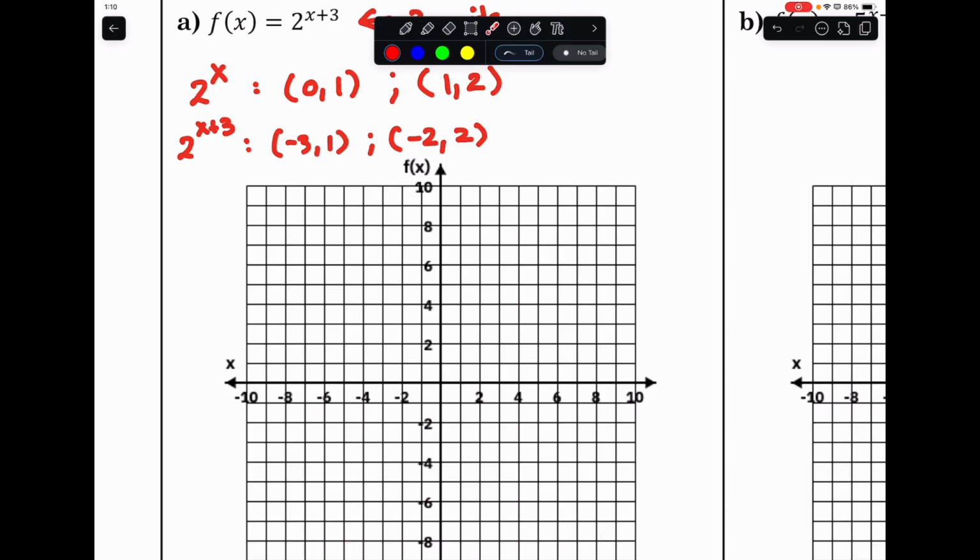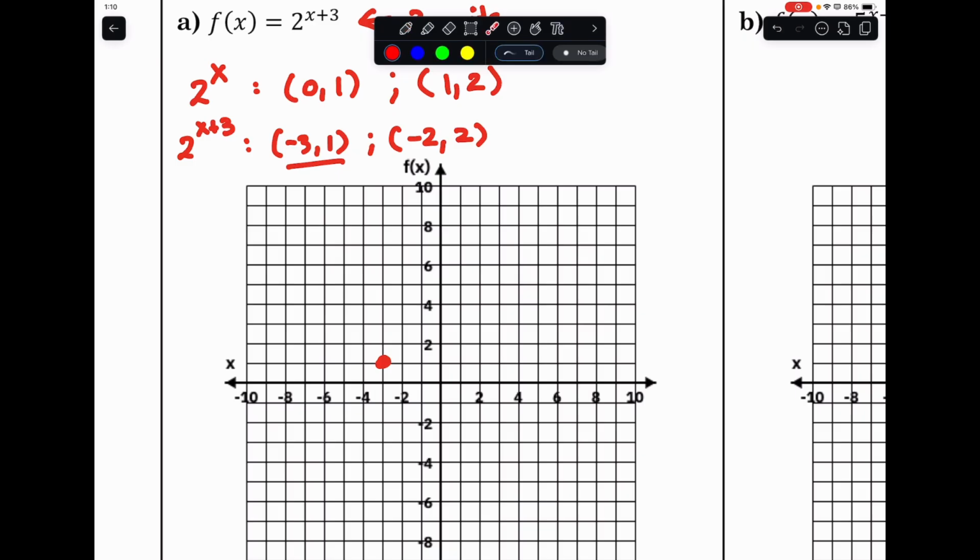So normally this graph crosses the y-axis at 0, 1. A horizontal shift of 3 units to the right, 1, 2, 3, would put that point right there. So let's plot the points at negative 3, 1, like I mentioned. That's exactly where that is. And now the other point.